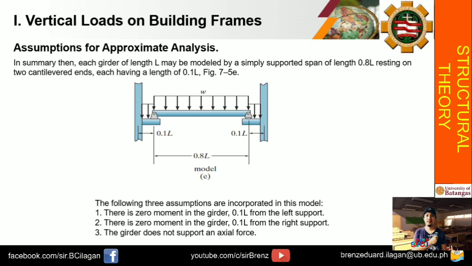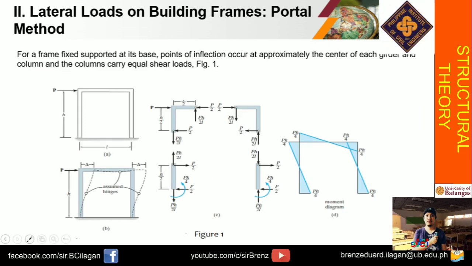So, the next method will be the portal method. Okay? So, next slide. So, lateral loads on building frames or for the portal method. So, for a frame fixed supported at its base, ayun. So, ito pinakita sa baba. So, points of inflection occur at approximately the center of each girder and column. And the columns carry equal shear loads. So, ganun yung magiging assumption natin dito.